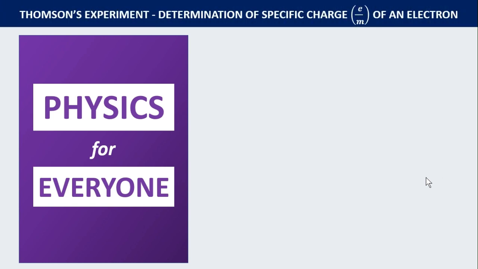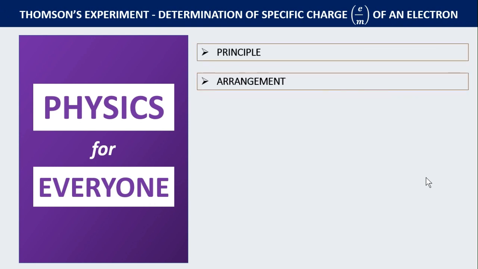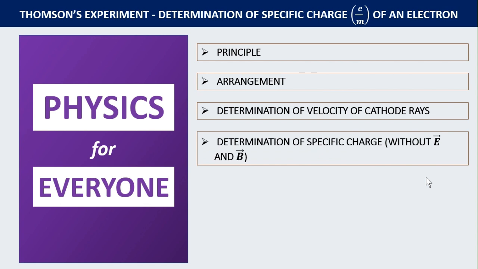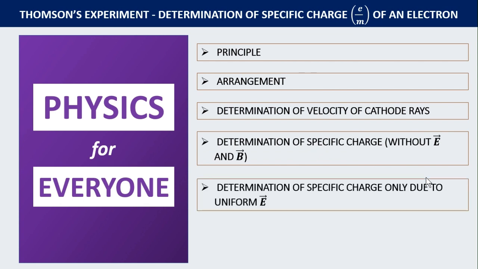Today's topic: Thomson experiment, determination of specific charge e by m of an electron. Here we learn the principle of this experiment, arrangement of experimental setup, determination of velocity of cathode ray, then determination of specific charge without the application of electric and magnetic field.